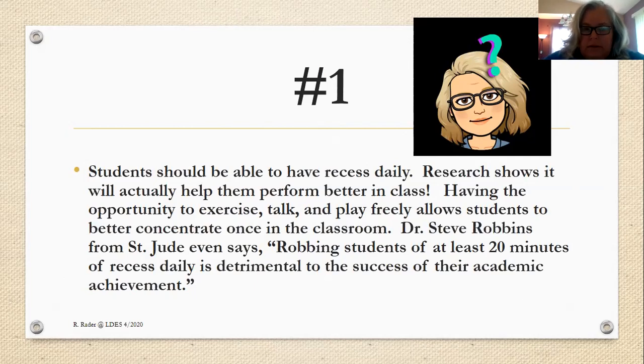So, which way is the author using evidence to support what they believe, that students should be able to have recess daily? Do you know? Do you know?